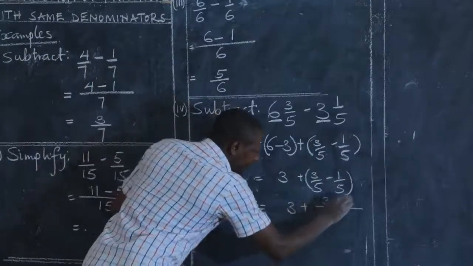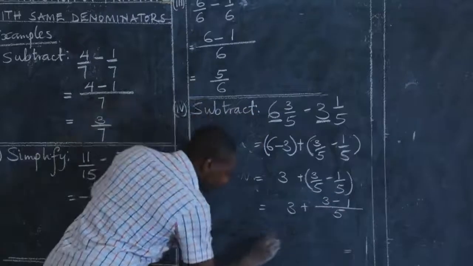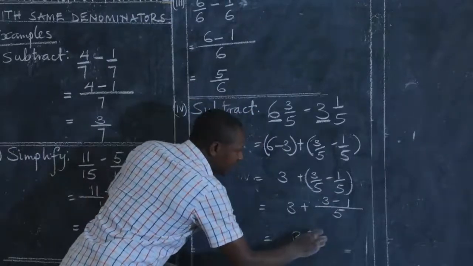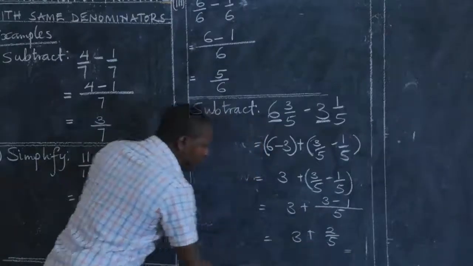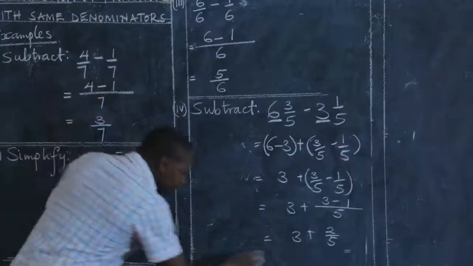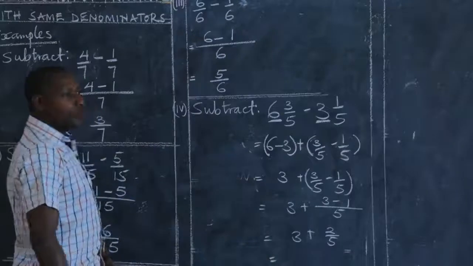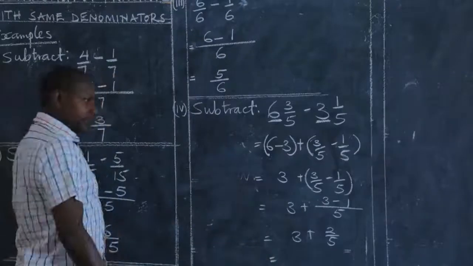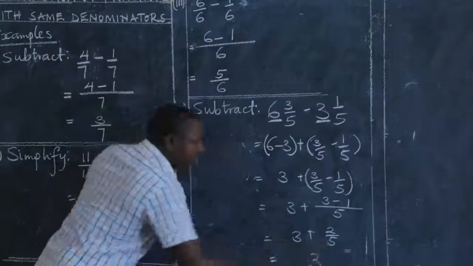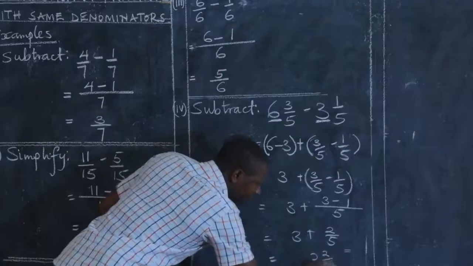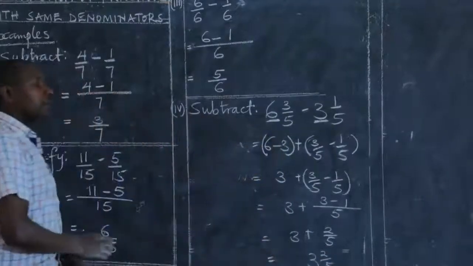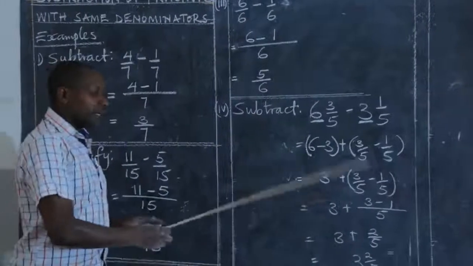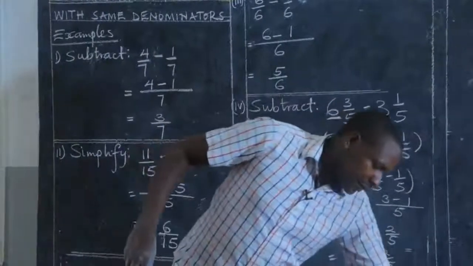This is 3 minus 1. So finally, we shall have 3 plus, when you subtract here, it is 2 fifths. Hope now you are trying to get me. Then we remove the plus sign, which is now useless. So we shall have 3 whole numbers and 2 fifths as our final answer. Hope you have watched this one. You must have watched this one.